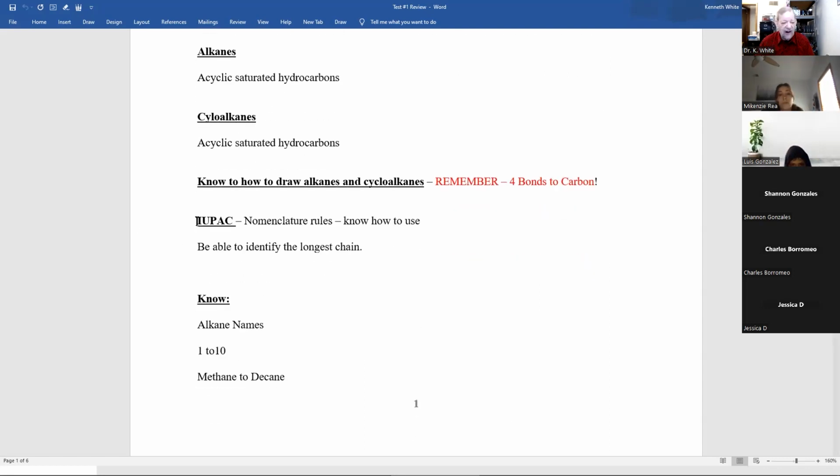Next, let's talk about IUPAC nomenclature rules. You should know how to use them. And remember, I'll never ask what IUPAC stands for. If you see it, that means the official name, but I like to say International Union of Pure and Applied Chemistry. That organization created and maintains those rules. An important thing.